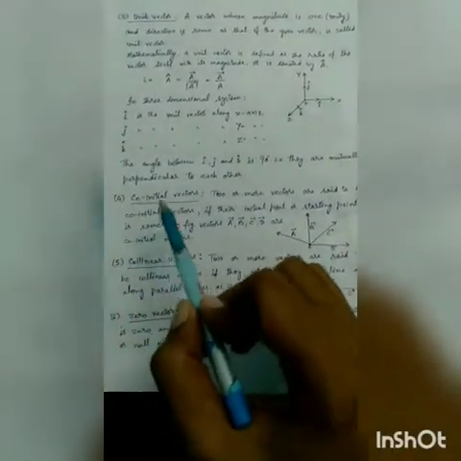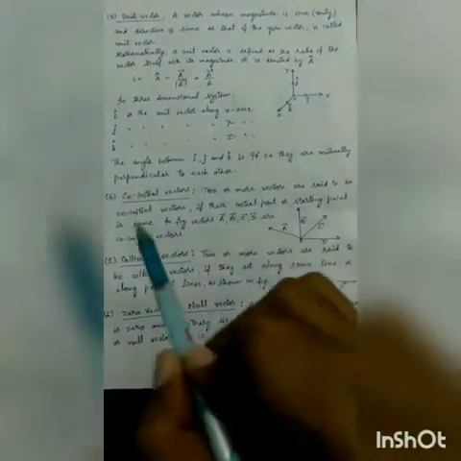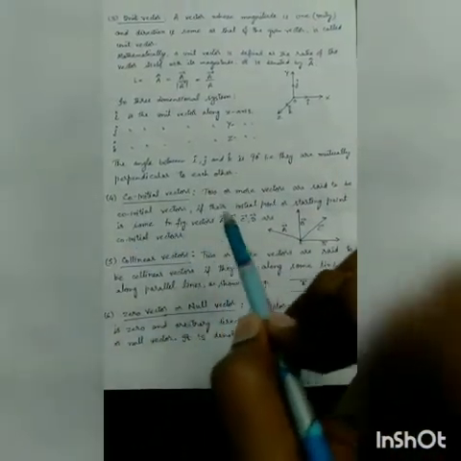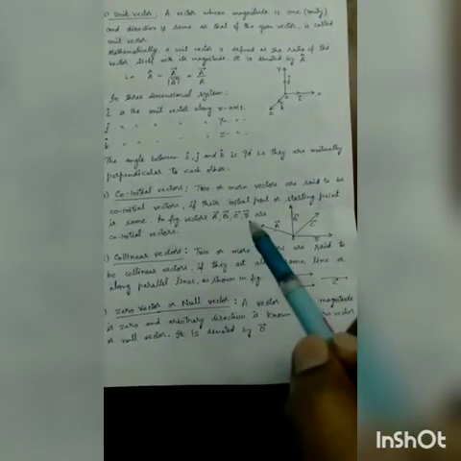Next type is co-initial vectors. Two or more vectors are said to be co-initial vectors if their initial point or starting point is the same. That is, we have a number of vectors, vector A, vector B, vector C, and vector D.